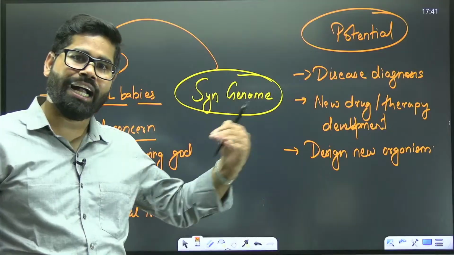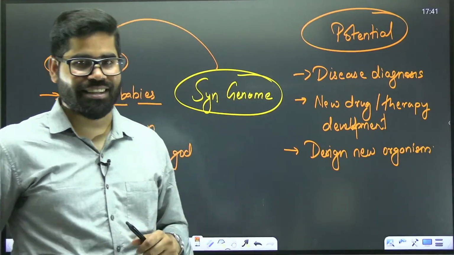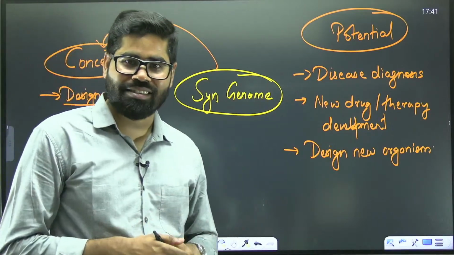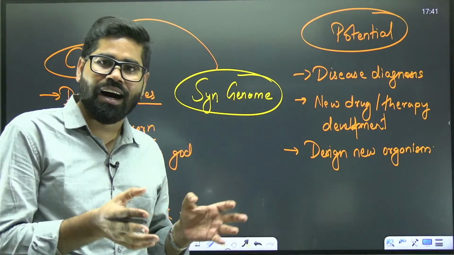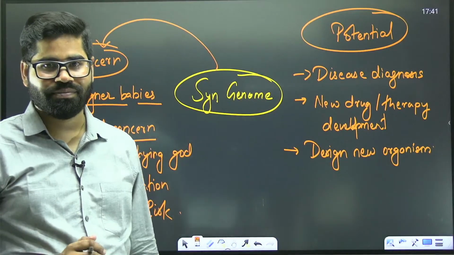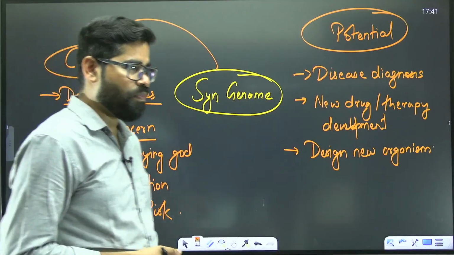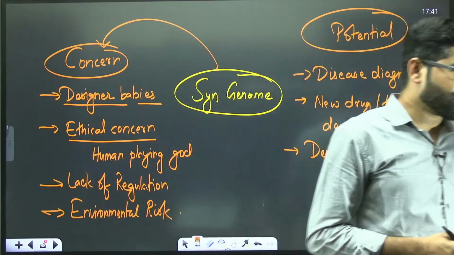So on one hand, we have synthetic genome. On the other hand, we have artificial intelligence. So think about this. If someone combines a synthetic genome with artificial intelligence, then you can think of the next level of challenge. Okay. So that is one thing.